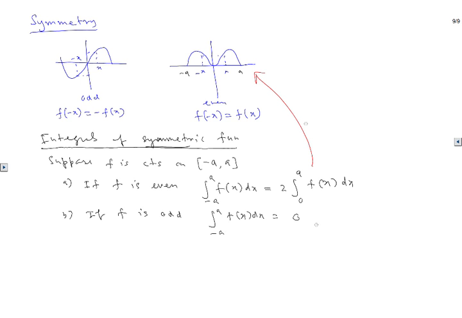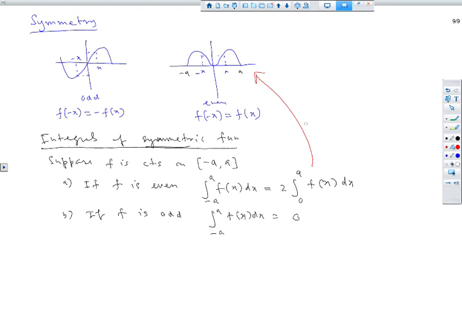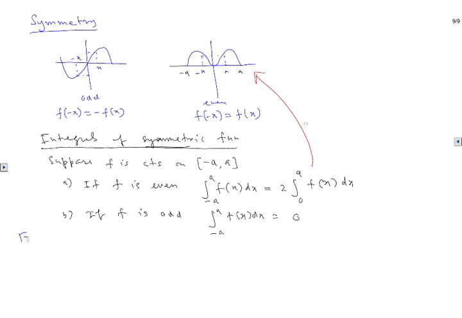So let's look at this problem. This is the last exercise. Example: find the integral from negative 1 to 1 of tan x over 1 plus x squared plus x to the fourth dx. If you just try to do this integral, it can be very painful because it's very difficult to do, but you can figure out something.